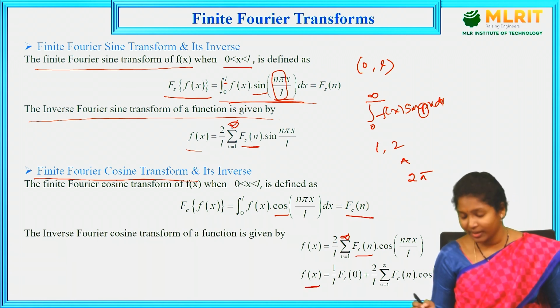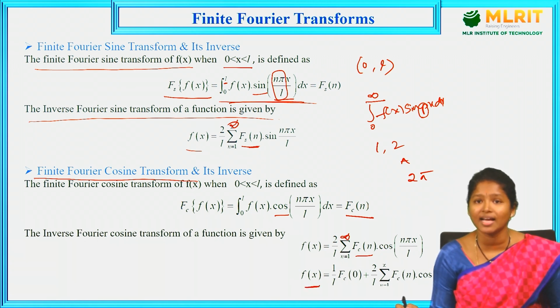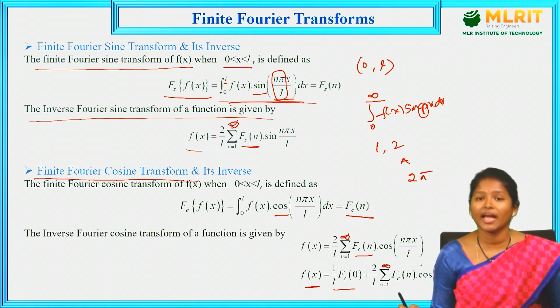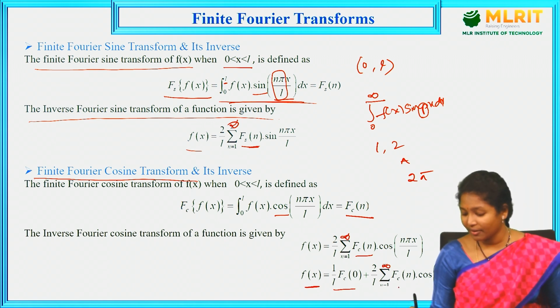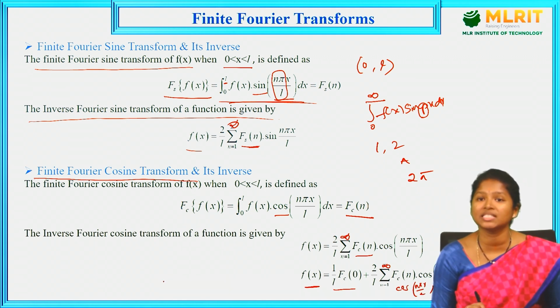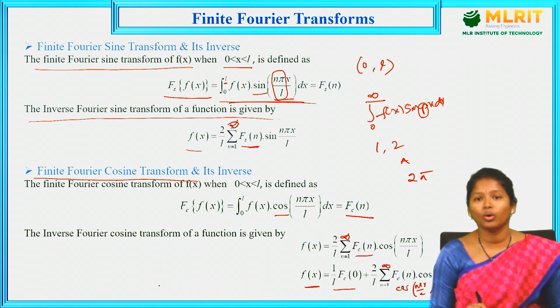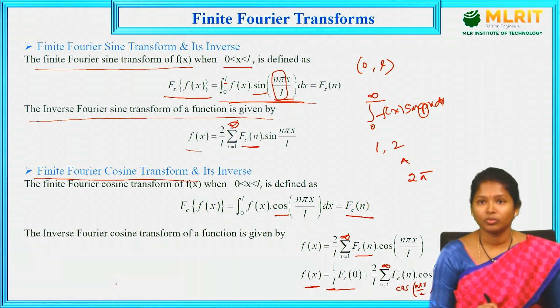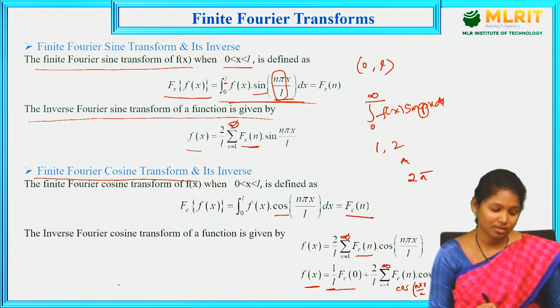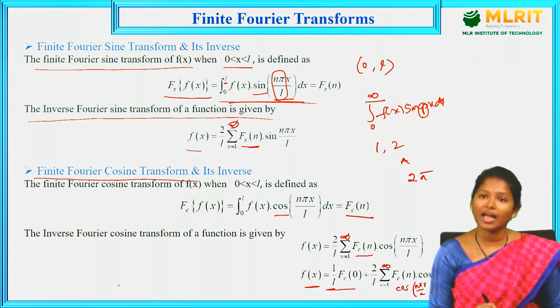If it has an initial condition, we can write it as f of x equal to 1 by L Fc of 0 plus 2 by L summation n equal to 1 to infinity Fc of n cos n pi x by L. The finite Fourier sine and cosine transform is nothing but the Fourier series. The only difference will be the L term. Okay. So these are the formulas for the finite Fourier sine transform and cosine transform and their inverses. Okay. We will go for the example.